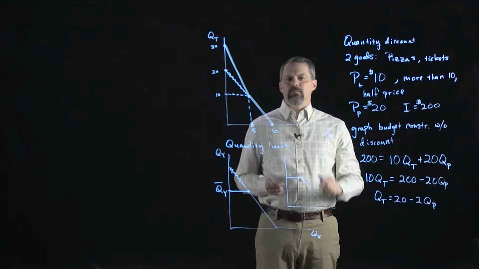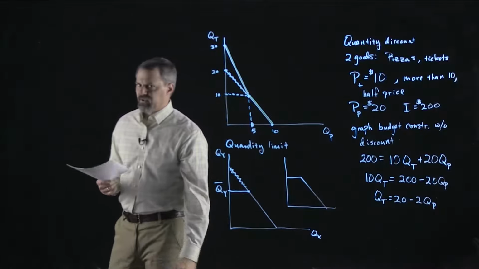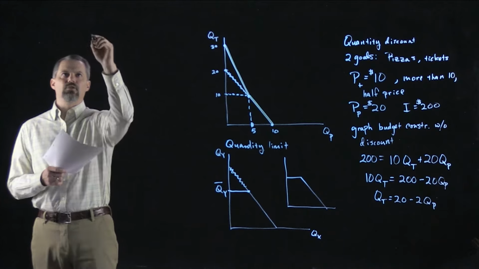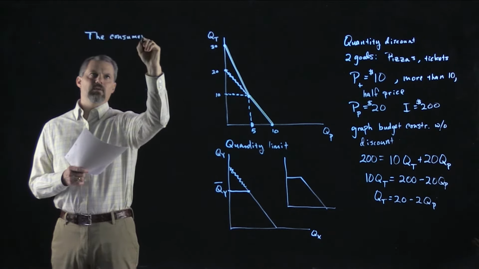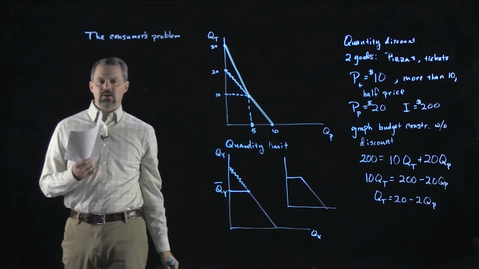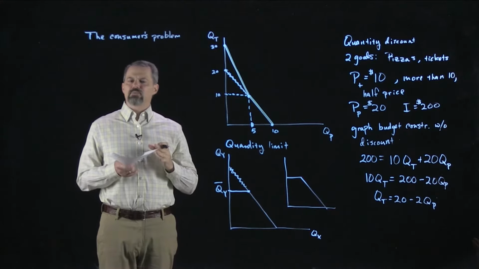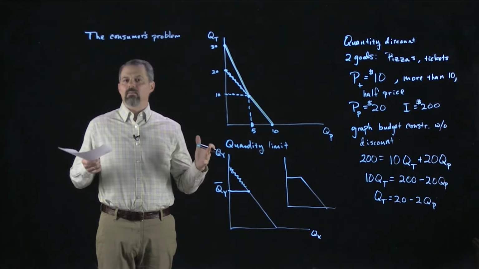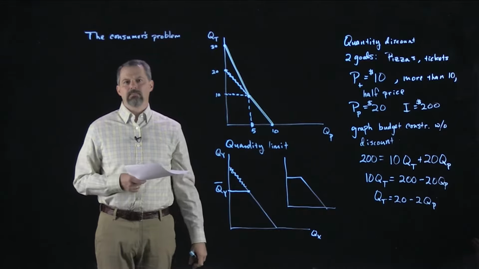Now that we understand the budget constraint, what we want to do is think about consumer optimization. So let's think about the consumer's problem. We've started this chapter's worth of material on that. The consumer's problem is to maximize their well-being, to maximize their utility, given their income.